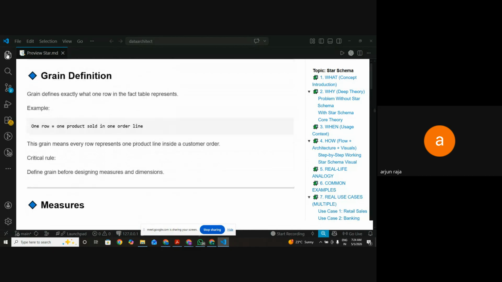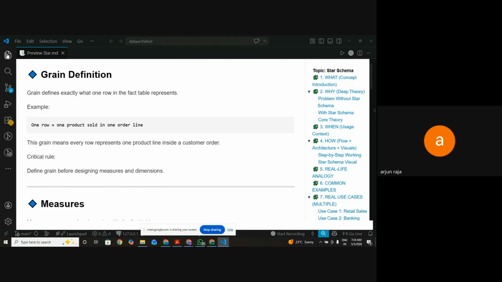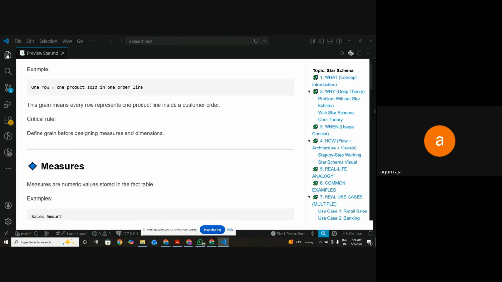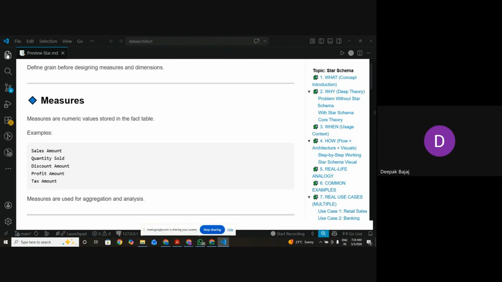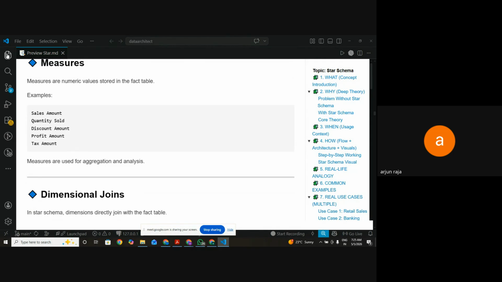Grain definition. Grain defines exactly what one row in the fact table represents. One row, one product sold in one order line. This grain means every row represents one product line inside a customer order. Critical rule: define grain before designing measures and dimensions, which we already checked earlier. Measures are numeric values, like sales amount, quantity, stored in the fact table.